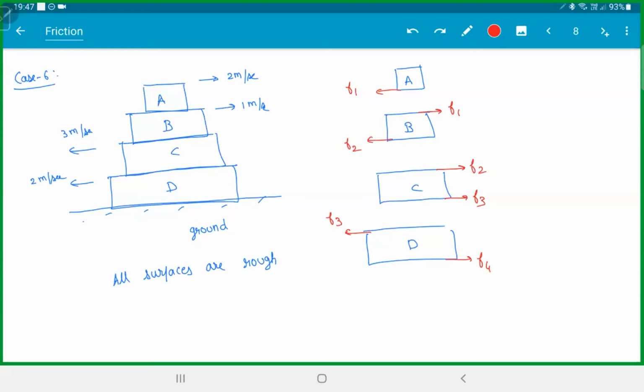All clear with this? If you understood till here, that means you know how to find the directions. Please check. The next one, how to find the magnitude. Can I go ahead?